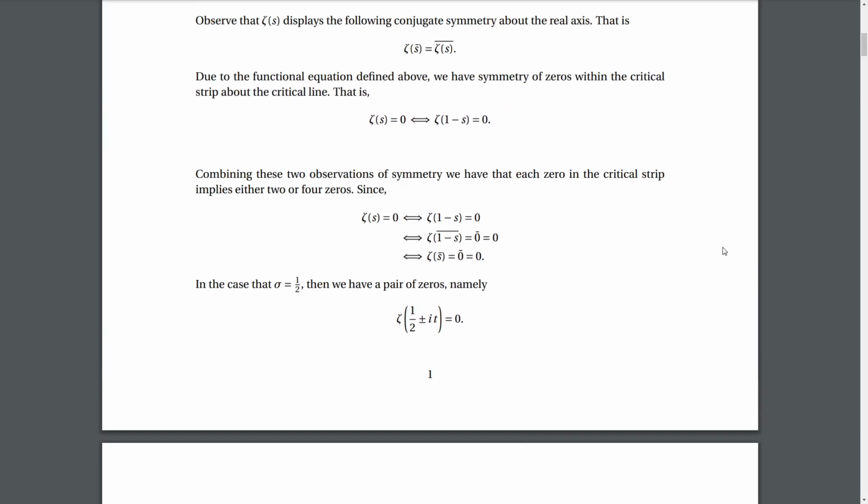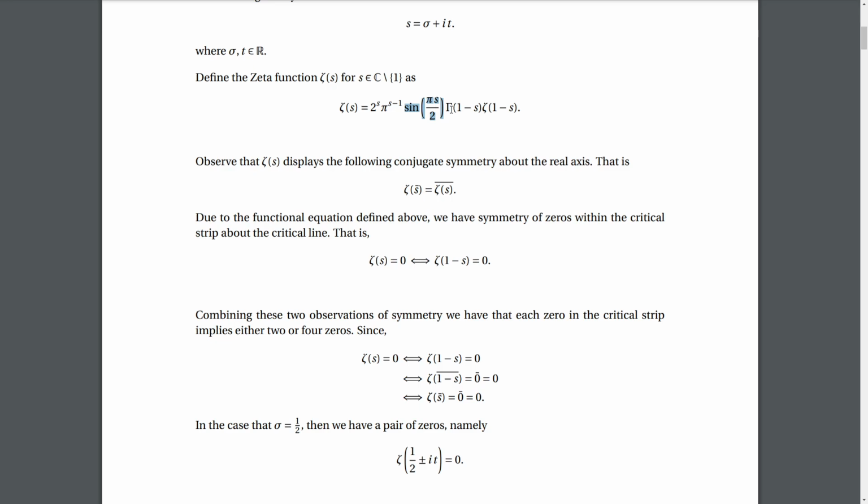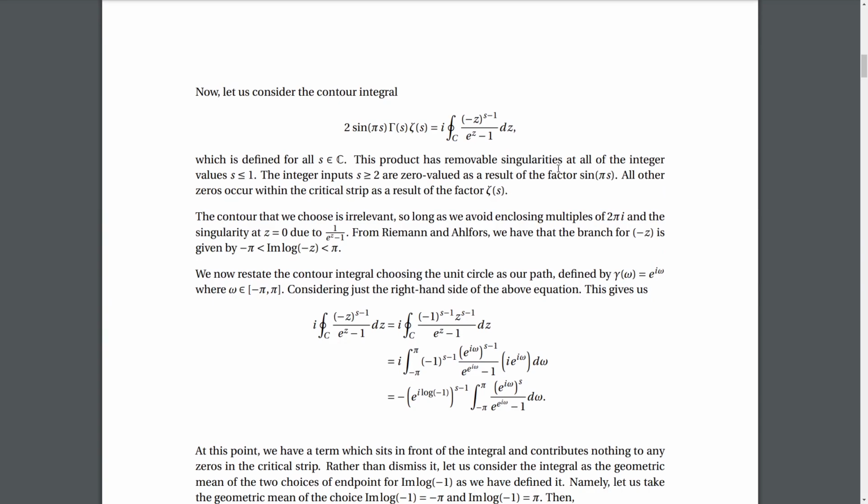Okay, so from this version, we can see that there's this relationship. There's some constant that sits out here, and then there's this relationship between sine, gamma, and zeta. Whenever it was originally extended, it was given as this product: 2 times sine of pi s times gamma of s times zeta of s is equal to i times the contour integral of this alternating term, negative z to the s minus 1, where the negative is outside the parentheses, over e to the z minus 1, integrated with respect to z. And the contour is similar to the keyhole contour or whatever, but it circles the axis and then goes along the real axis off to infinity. But then in order to compute these values of t, they contrasted it with this other contour, which was just a big box that encircled multiples of 2 pi i.